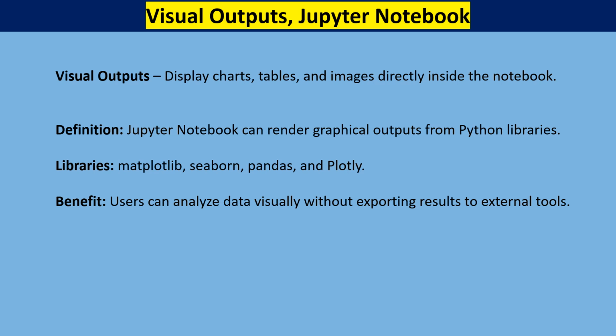Visual outputs: Jupyter Notebook can display charts, tables, and images directly inside the notebook. It supports direct integration with visualization libraries, enabling users to generate graphs and tables within the notebook. For example, using Matplotlib, a user can create a bar chart showing sales trends. The ability to display visuals inline makes Jupyter a powerful tool for exploratory data analysis, as users can instantly interpret their results without switching between applications.